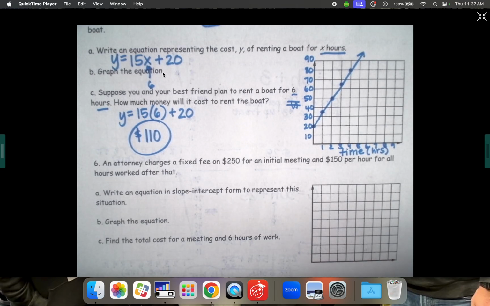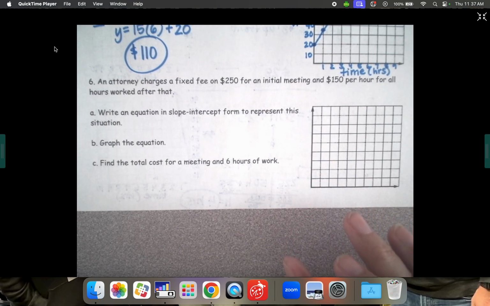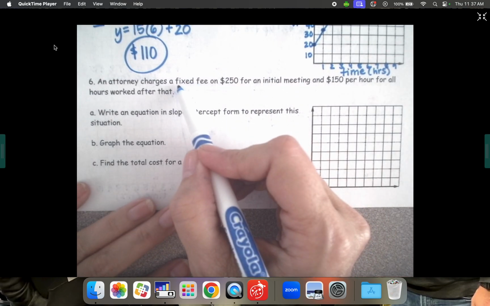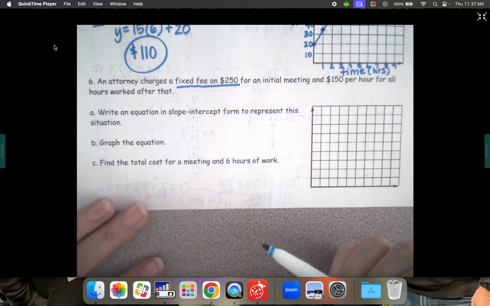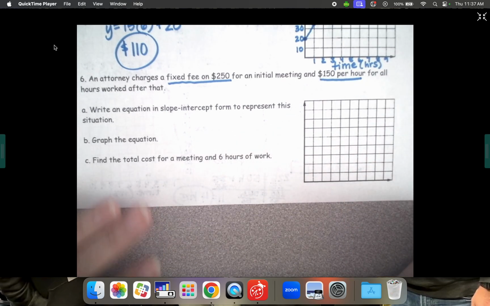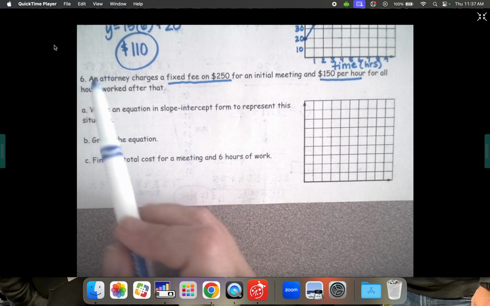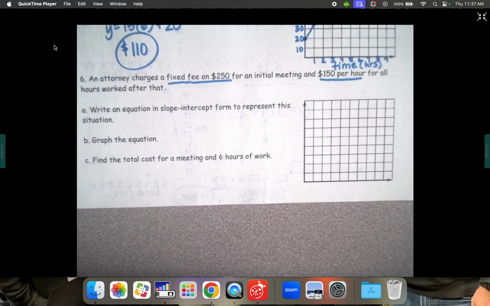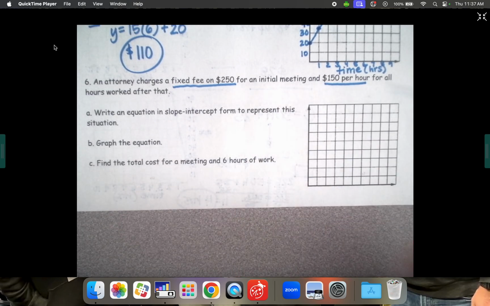All right, very last one. Let's take a look at this last one, and then you guys can turn this in. An attorney charges a fixed fee, that means upfront, of $250. And then that's just for the initial meeting. And then they charge $150 more per every hour. An attorney is a lawyer, so I'm sure if you guys didn't know that, lawyers make a lot of money. So $250 just for them to meet with you, and then $150 per hour in addition to that.